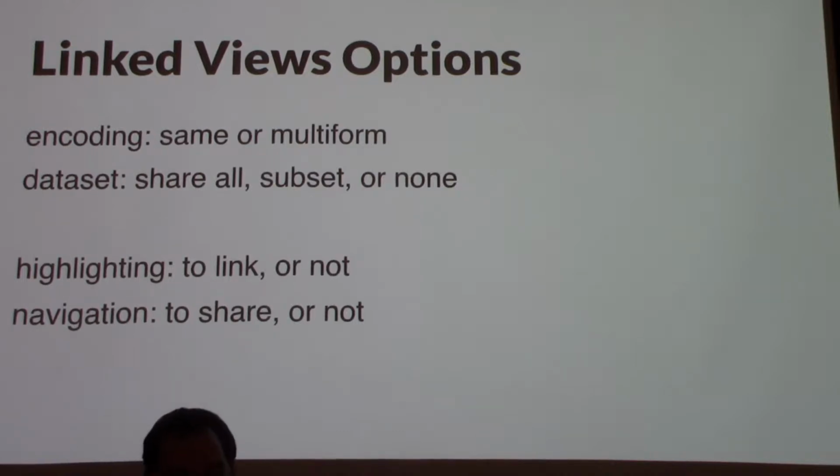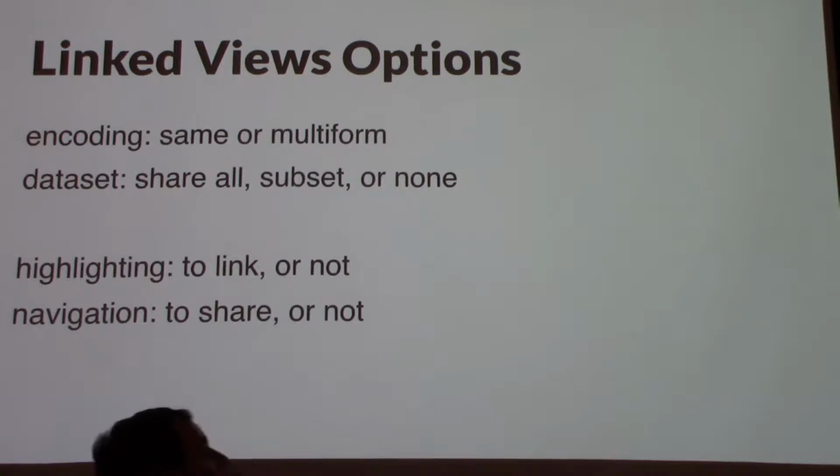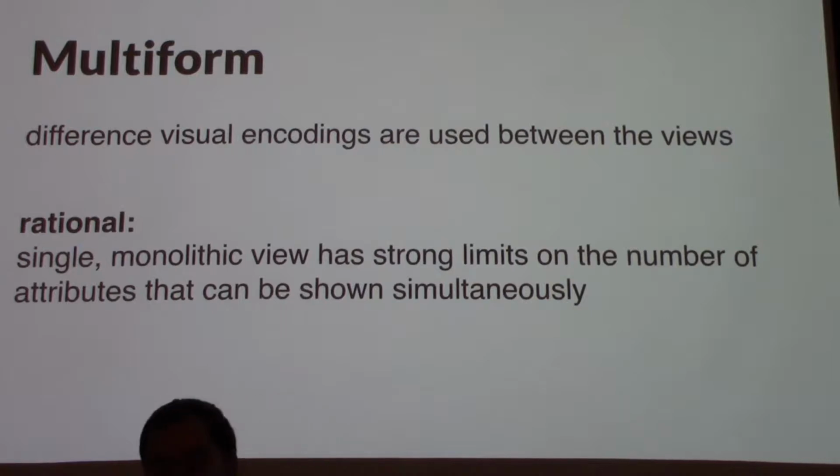So for linked views, I have these options that I went through with encoding and data sets, and then you have the options of highlighting and navigation. So do you link highlighting or not? Do you share navigation or not? So let's go through these examples.